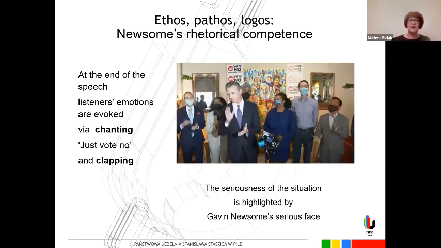At the end of the speech, listeners' emotions are evoked via chanting, "Just vote no," and clapping. And the seriousness of the situation is highlighted by Gavin Newsom's serious face.